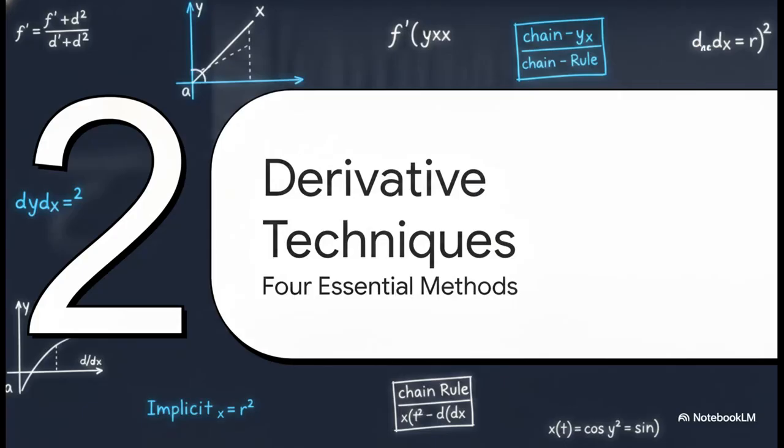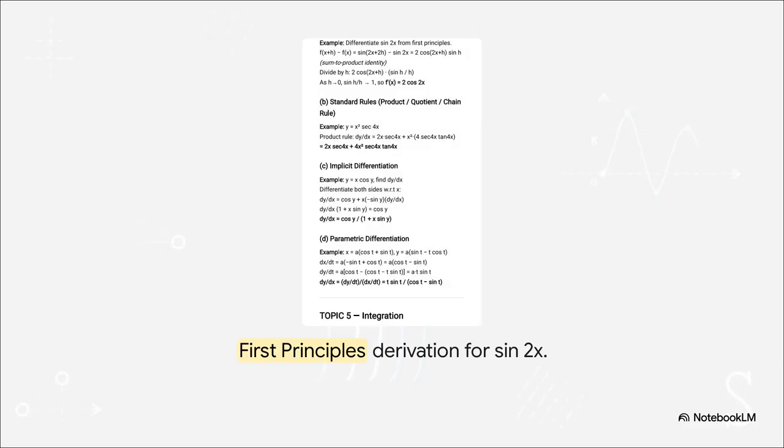Okay, Module 2, Derivatives, 4 essential techniques. We're looking at first principles, standard rules, implicit, and parametric. We're kicking this off with first principles, or the ab initio definition. The formula is the limit as h approaches 0 of f of x plus h minus f of x, all over h. If we differentiate sine 2x, our numerator becomes sine of 2x plus 2h minus sine 2x.